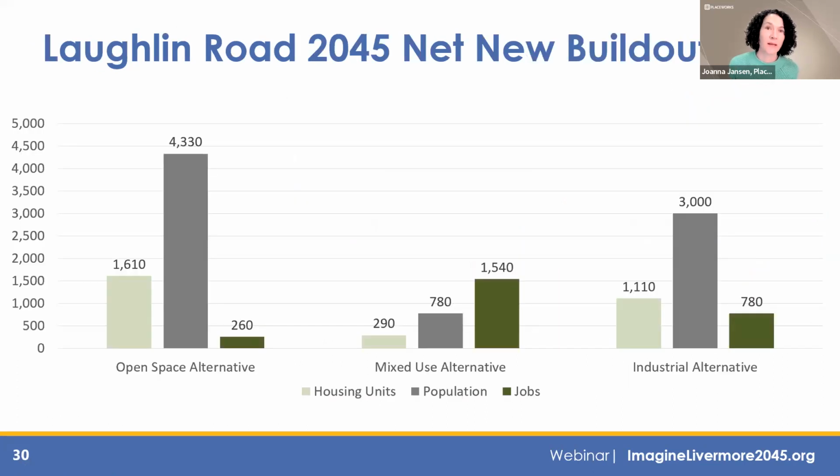So the corresponding numbers to that: the open space alternative would add the most new housing and new residents and the fewest jobs. The mixed use alternative would add the most jobs and the least housing in this area. And then the industrial alternative is at the midpoint of both housing and jobs compared to the other two.